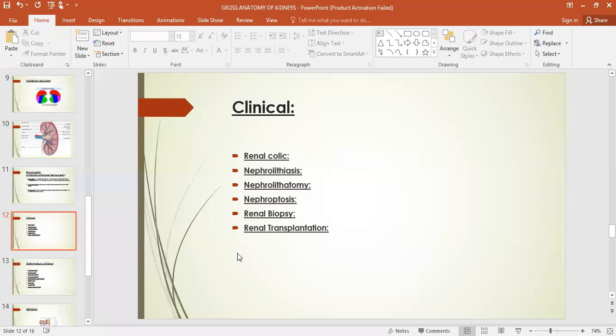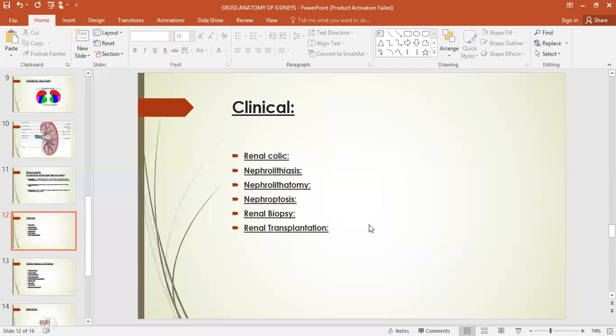Okay, then is nephroptosis. Nephroptosis means that if the perirenal fat is lost for any reason, due to disease, malnutrition, weakness, or something else, then the condition is called nephroptosis or floating kidney. Because the perirenal fat which supports the kidney is lost and the kidneys are floating.